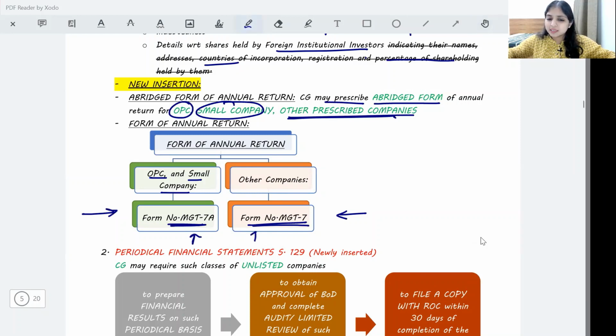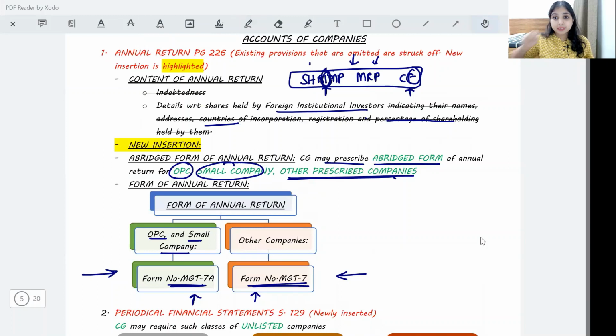But because these are recent insertions, it would be nice if you could remember these 2 form numbers. All right. So let me give you a summary.